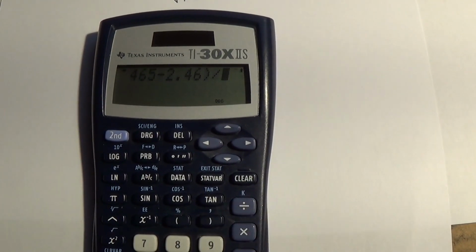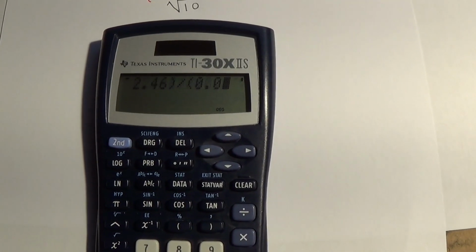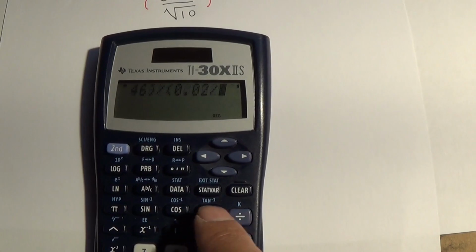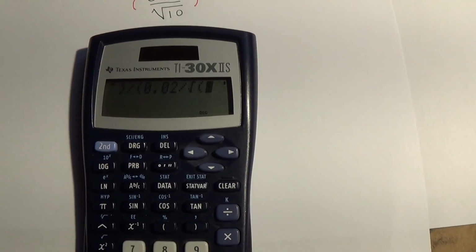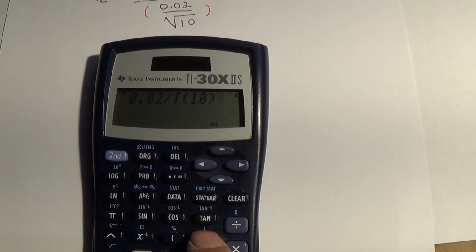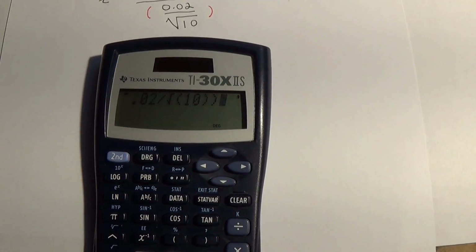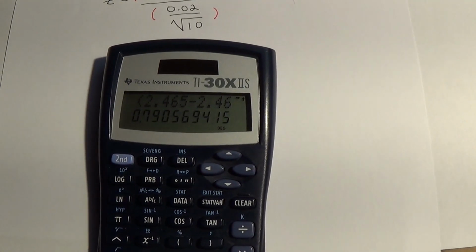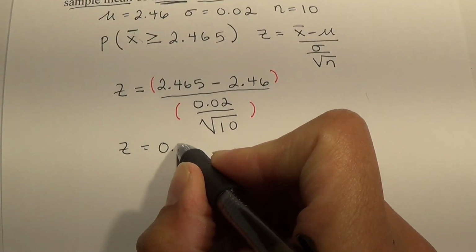divide, open the parentheses, 0.02, divide, then we're going to press the square root of 10, close off the parentheses for the square root, and then close it off again for the denominator. And we're going to round this to 2 decimal places. So z is equal to 0.79.